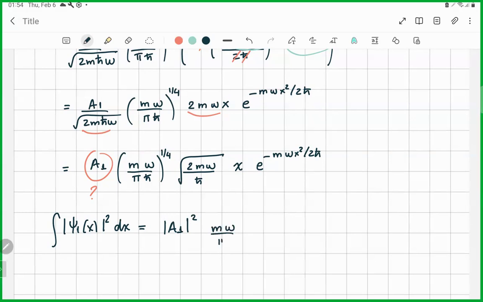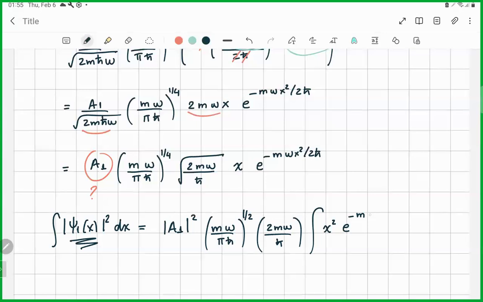M omega over pi h bar, to the one half now, because it was the squared. Then 2m omega over h bar. And then the thing that we cannot get rid of, which is the terms that depend on x. Squared everything, right? Because we have this squared here. So here just h bar, right? Because of the square. And we have to solve this integral.